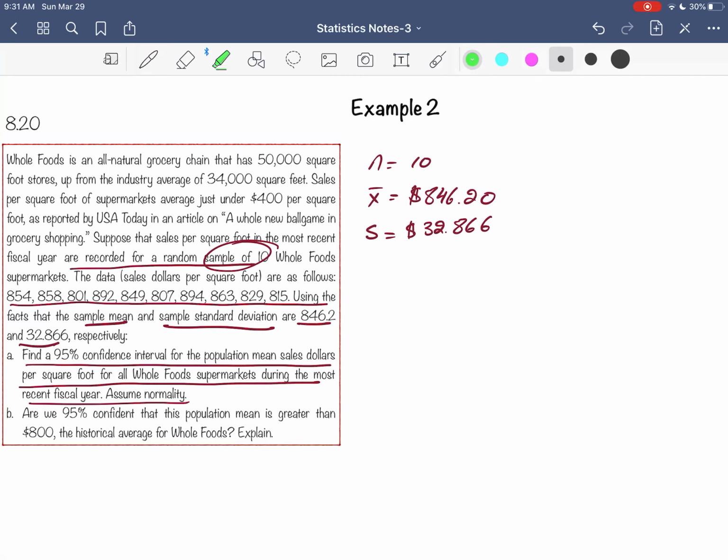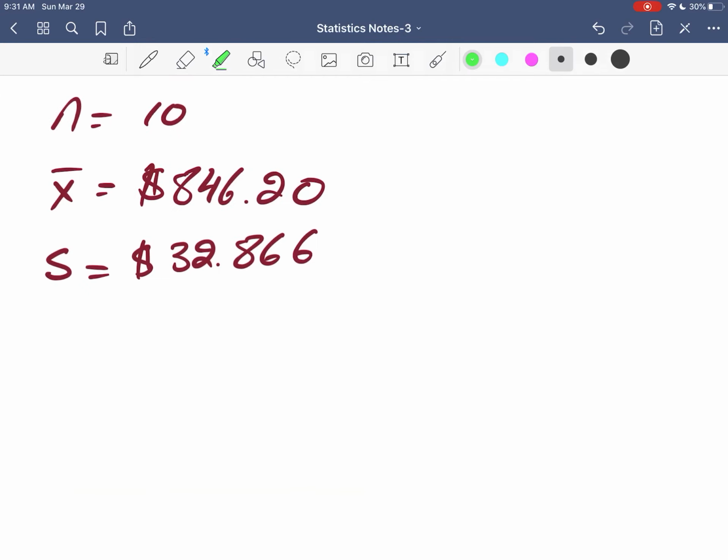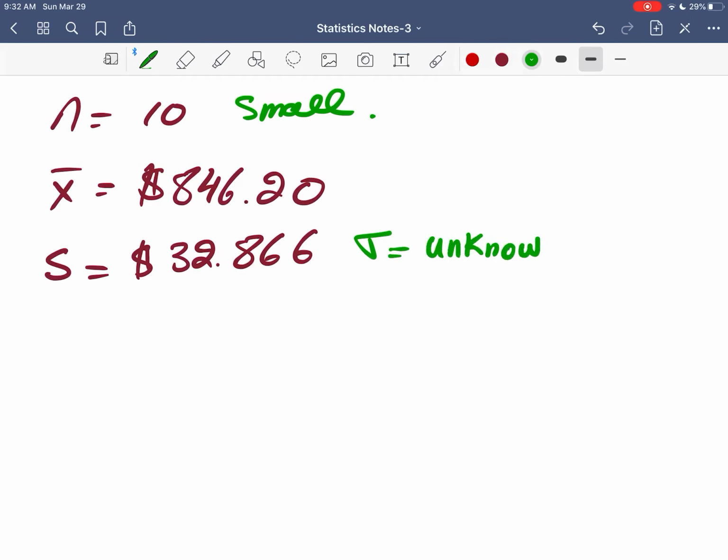Part A asks us to calculate the 95% confidence interval given the sample, and we are told some very important piece of information here. It says assume normality. So why is that important? It's important because of the following. We have a small sample size. We do not know the real population standard deviation. And so we need to make a choice, Z or T.